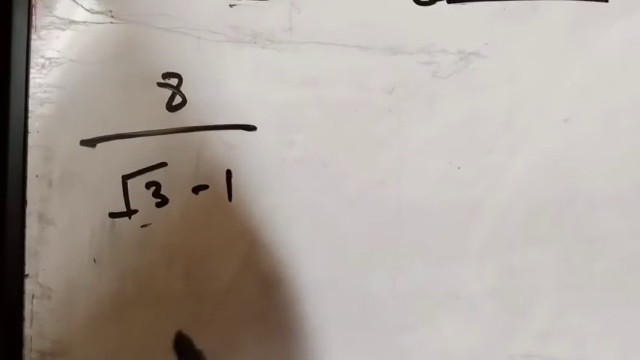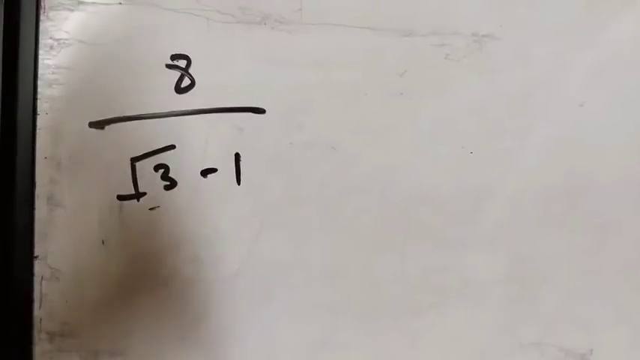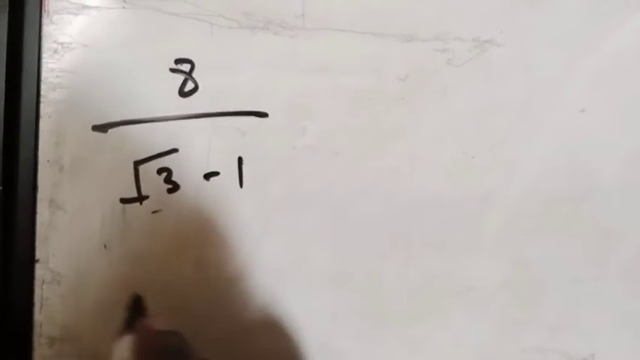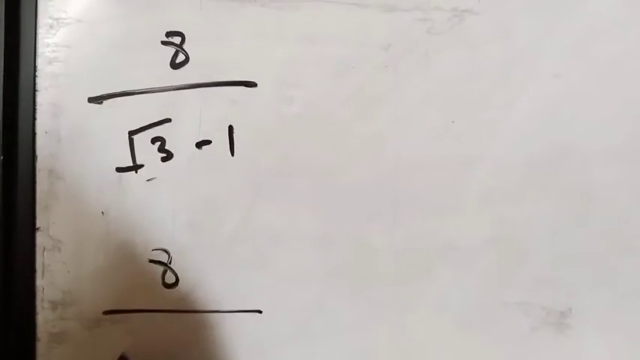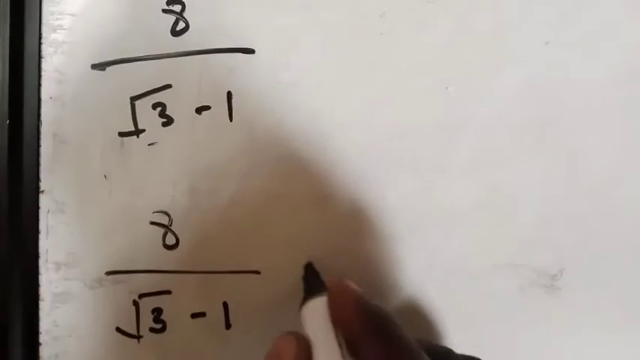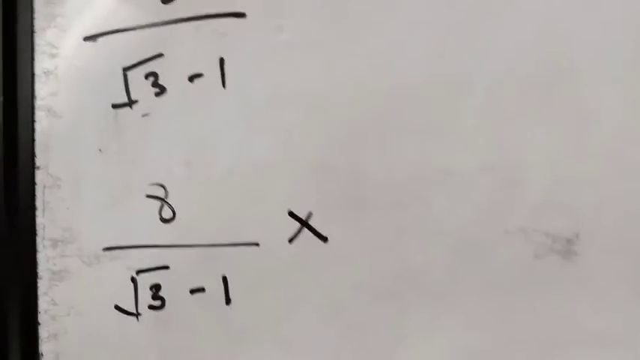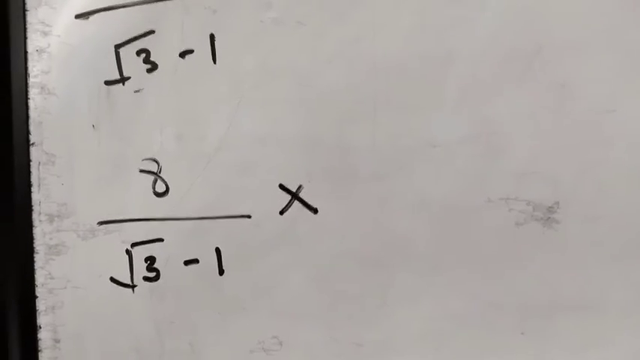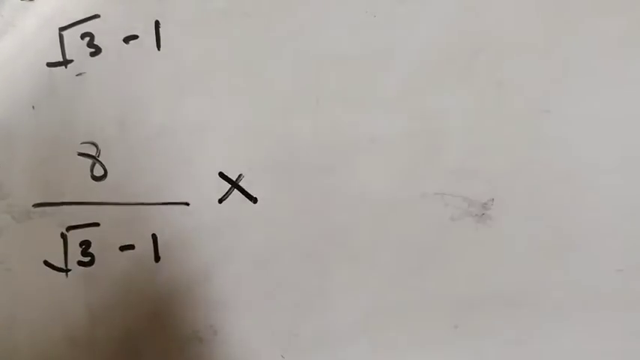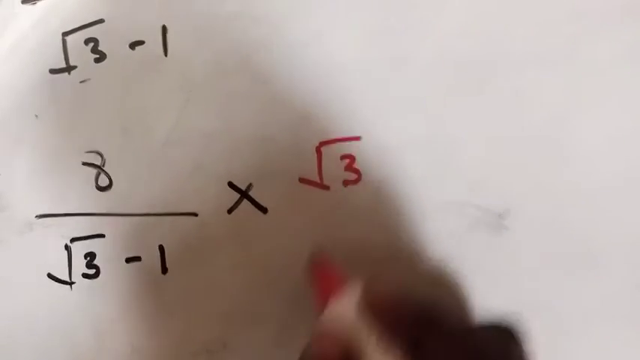So how to rationalize this is the most important thing. Now, the way of rationalizing this is that you have to multiply everything. So you are going to have 8, and then root 3 minus 1, multiplied by anything at the denominator. So multiply by anything at the denominator, you are going to have root 3. Pay close attention.